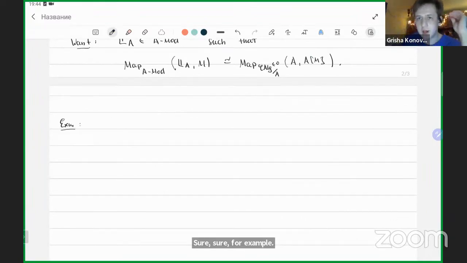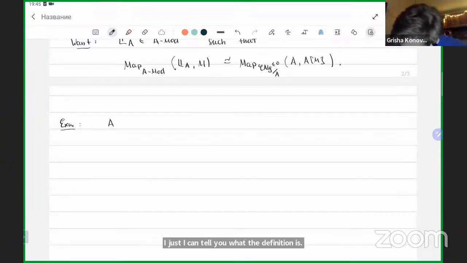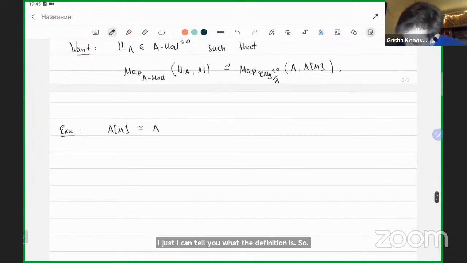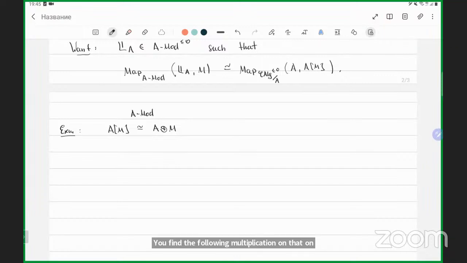I can tell you what the definition is. AM is just A plus M, an A module. However, you define the following multiplication on that direct sum.